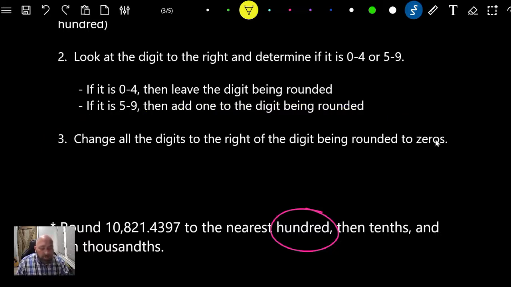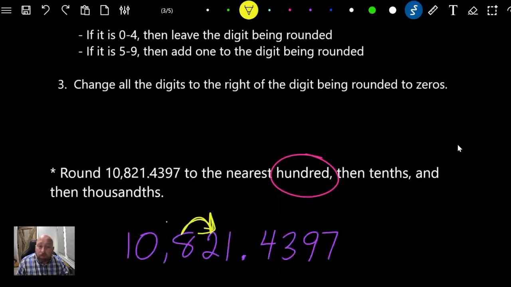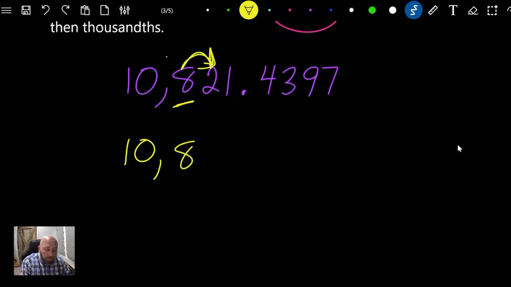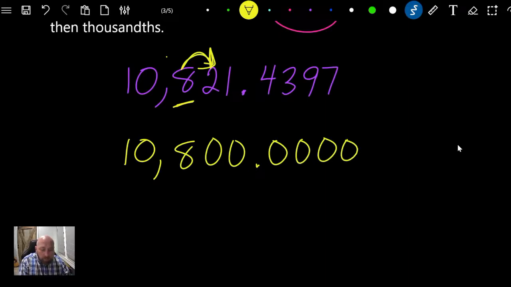Change all the digits to the right to zeros. Okay. So the 2 becomes a 0. The 1 becomes a 0. The decimal can stay there. And then we have 0, 0, 0, 0.